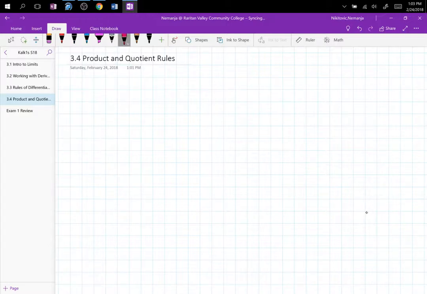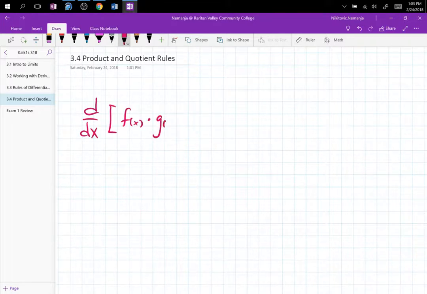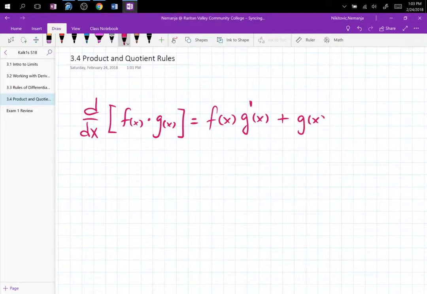The formula which you must memorize says that the derivative of f of x times g of x is f of x times g of x prime. So copy the first, derivative of the second, plus g of x, f of x prime. And that's the product rule.